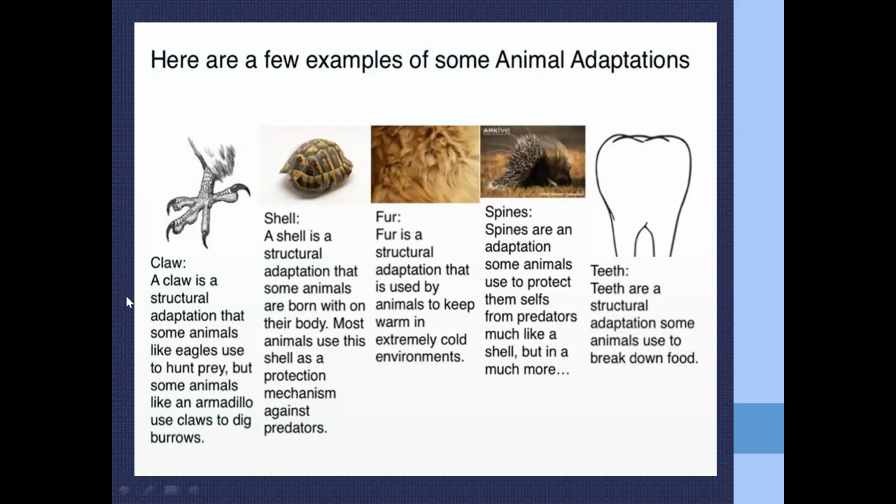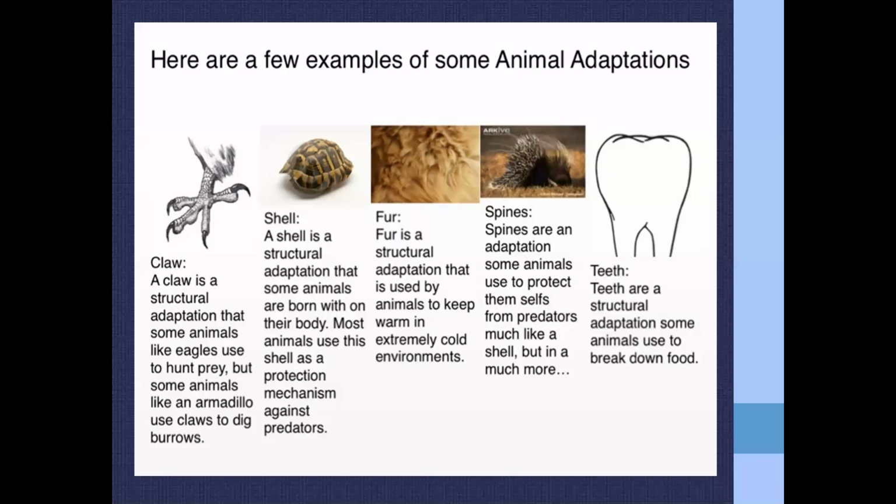A claw is a structural adaptation that some animals like eagles use to hunt prey, but some animals like an armadillo use claws to dig burrows. So there are multiple functions of claws, but mostly a claw is used to hunt prey. But as you have seen, some animals use these claws to dig burrows, meaning it helps them remove the sand from the ground and make their burrows there.